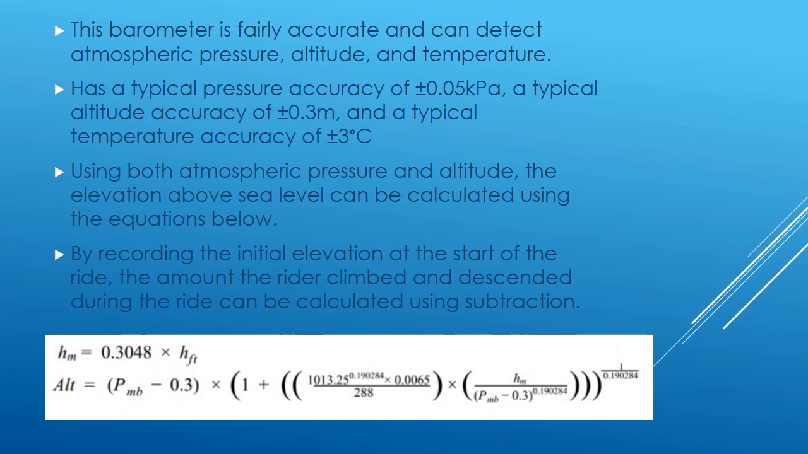Using both atmospheric pressure and altitude, the elevation above sea level could be calculated using the equations below. By recording the initial elevation at the start of the ride, the amount the rider climbed and descended during the ride could be calculated using subtraction.